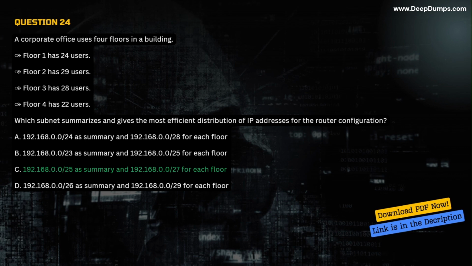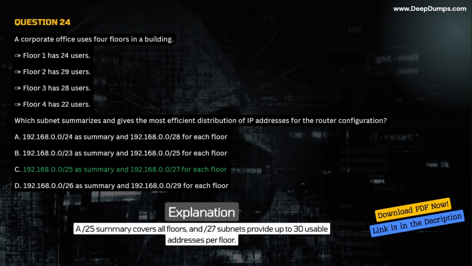Correct answer, C. 192.168.0.0/25 as summary and 192.168.0.0/27 for each floor. Explanation: a /25 summary covers all floors, and /27 subnets provide up to 30 usable addresses per floor.